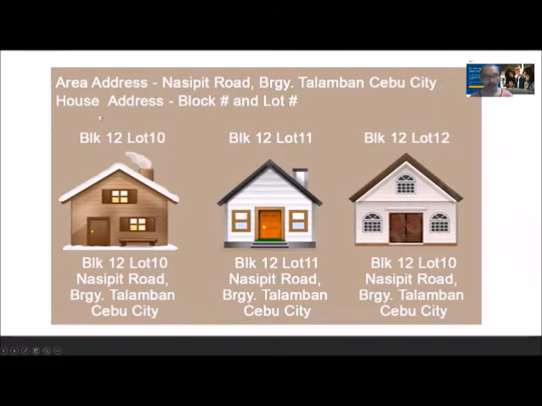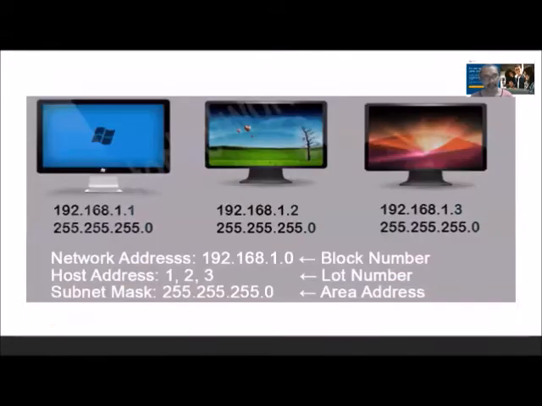So if we consolidate that information, this house will become block 12, lot 10, Nasipit Road, Barangay Talamban, Cebu City. The same is true with the second house and the third house. So it becomes an address now. I hope this is clear to us that when we have our address, every courier, the delivery system around the world, can identify where to deliver the packets that you need, okay? Or the delivery of your items will be delivered correctly to your house rather than any other house because you have your address. Now, let's put that in an IP address.